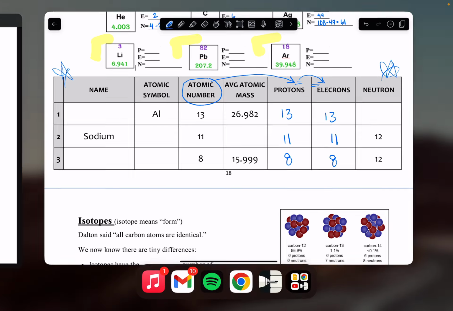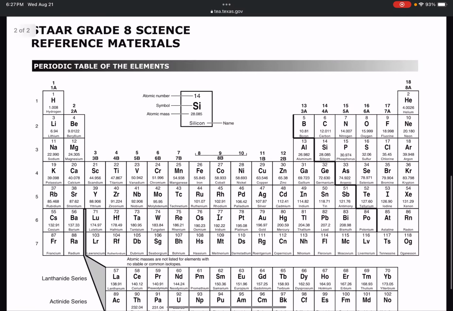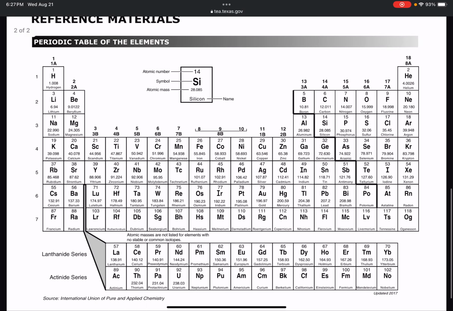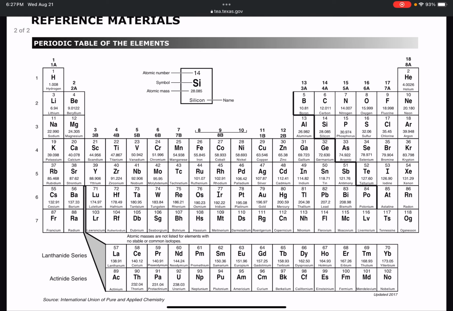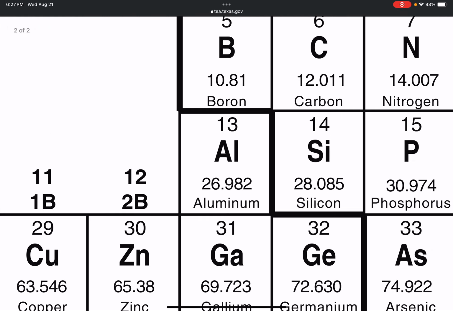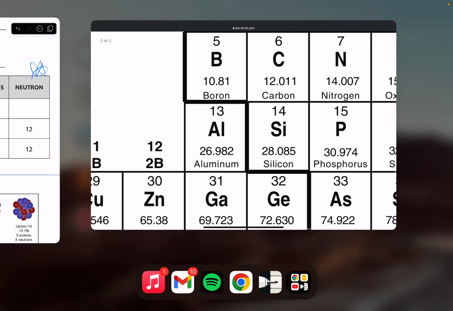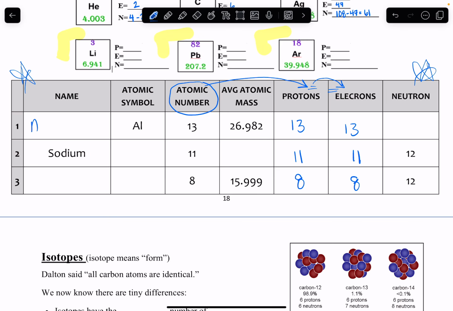Okay, number 1, I don't know if you have this memorized. Probably not, but it's okay. Al is aluminum. You can see, I can't mark on this page. But it's number 13. Oh, yeah, I can zoom in. Right there. So aluminum is my element. And I'm going to take my mass number, which is over here, 27 minus 13 gives me 14 neutrons. All right?